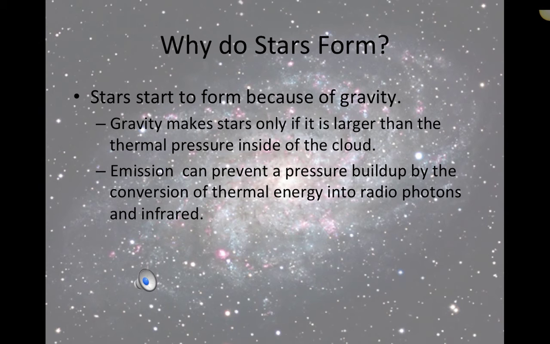Why do stars form? Stars start to form because of gravity. Gravity makes stars only if it is larger than the thermal pressure inside of the cloud. Gravity within a contracting gas cloud becomes stronger as the gas becomes denser. Therefore, gravity can then overcome pressure in smaller pieces of the cloud, causing it to break apart into multiple fragments, which may then go on to form a smaller star. Emission can prevent a pressure buildup by the conversion of thermal energy into radio photons in infrared.